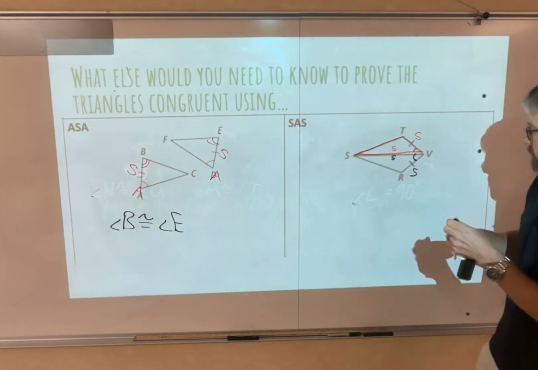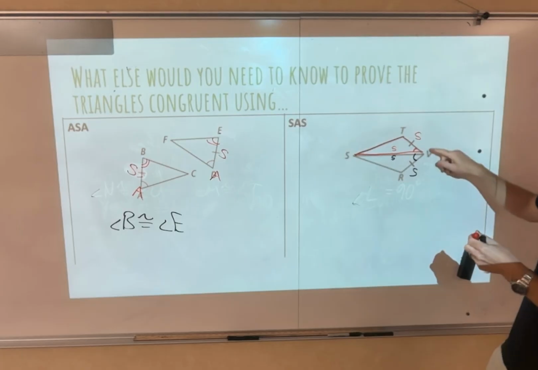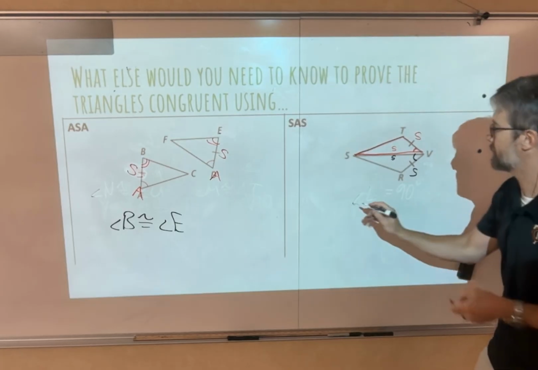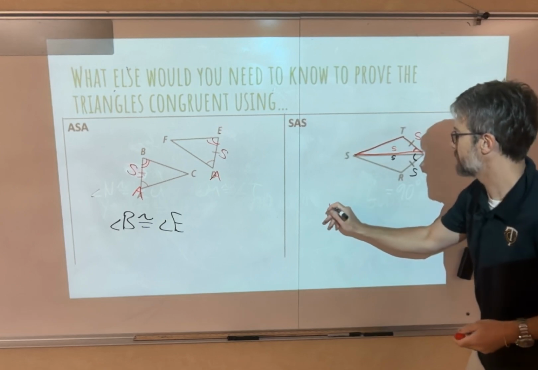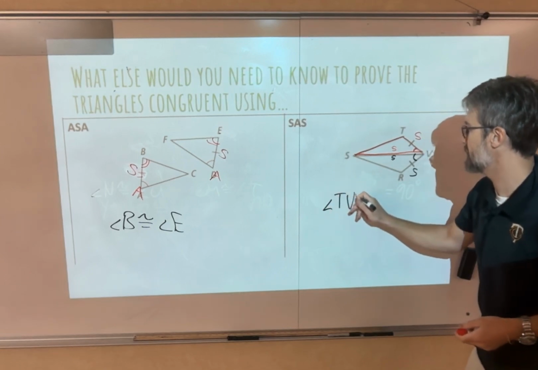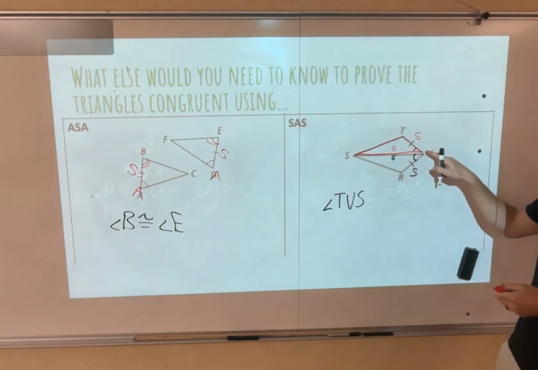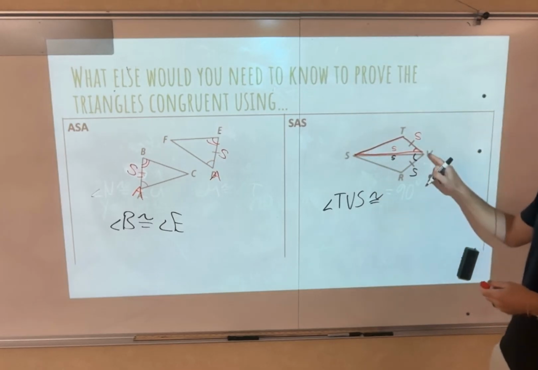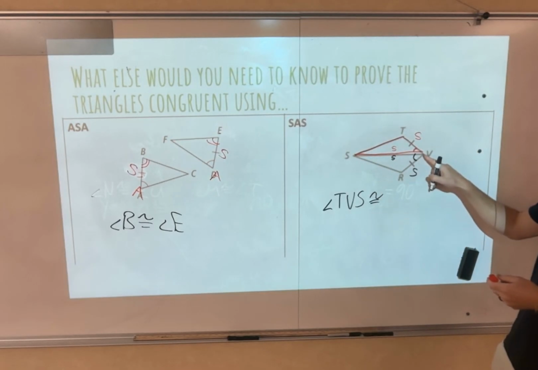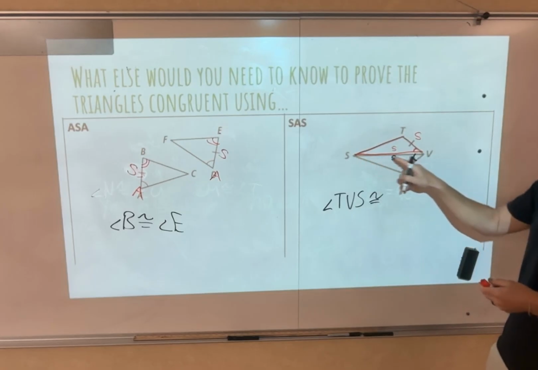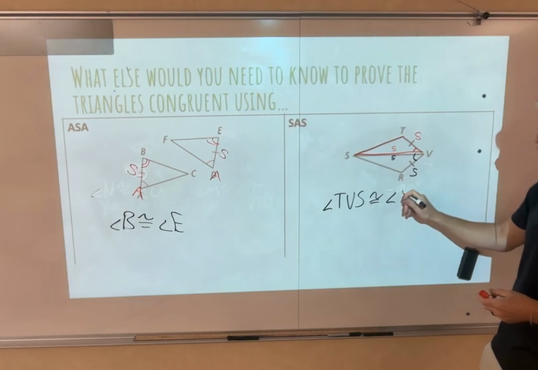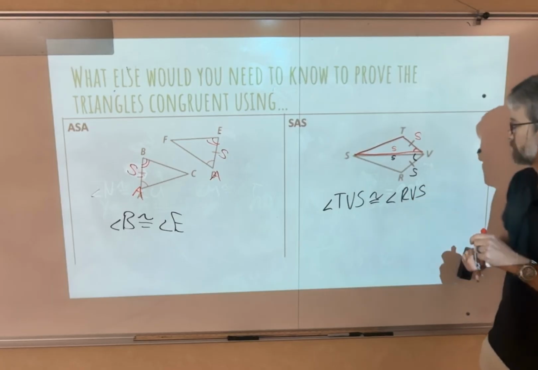So our angles, now this V is split, so I need to use 3 letters. We could say angle TVS, that's T to V to S, that's the top part of it, is congruent with R to V to S. That's the bottom angle that makes up that middle part. So angle RVS, like that.